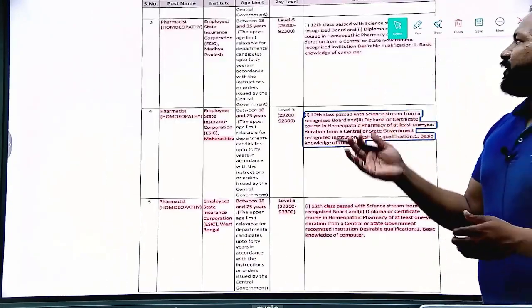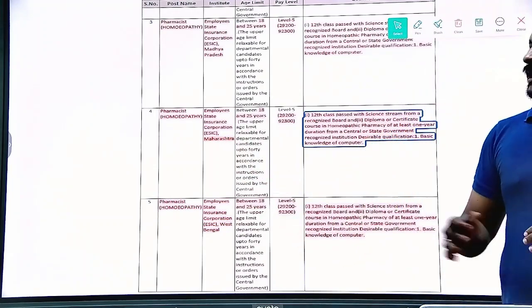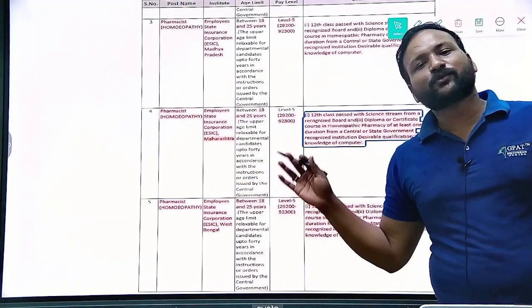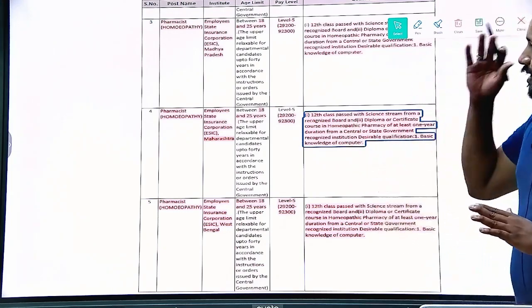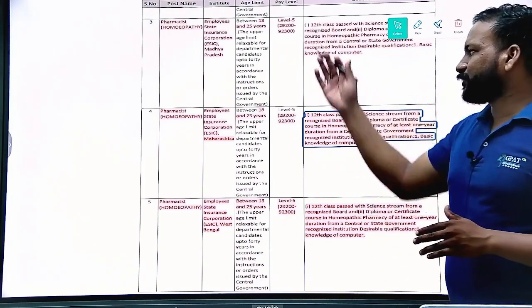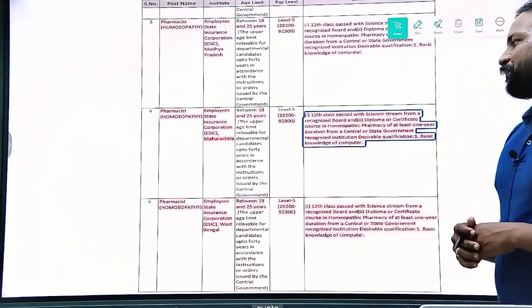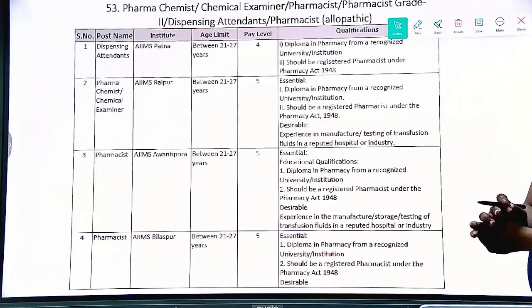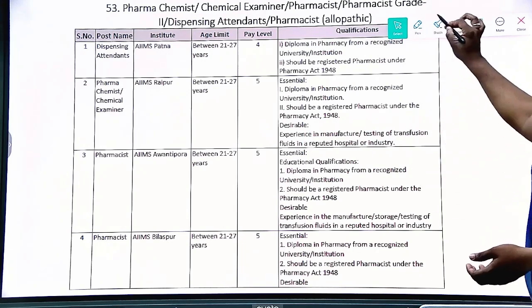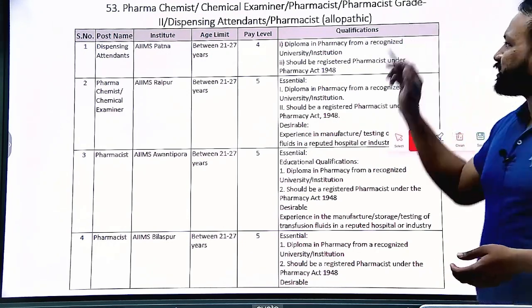And yes, it is the same for all the ESIC pharmacists. Okay, it requires same qualification, same pay level, and also age relaxation is the same. You can see 18 to 25 years, 18 to 25 years. Okay, and pay level is also fifth pay. Clear? Yes.